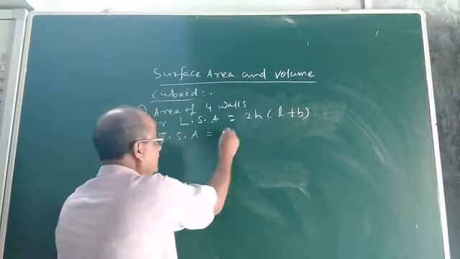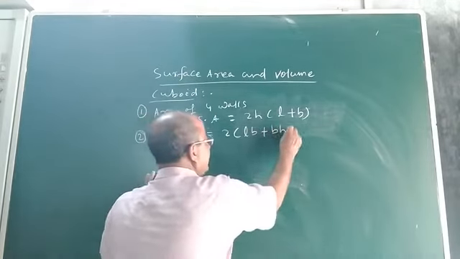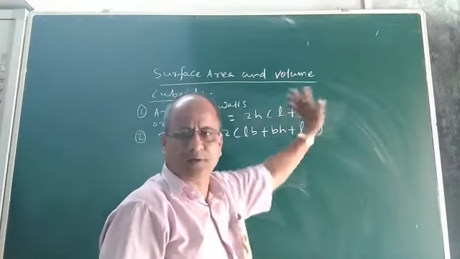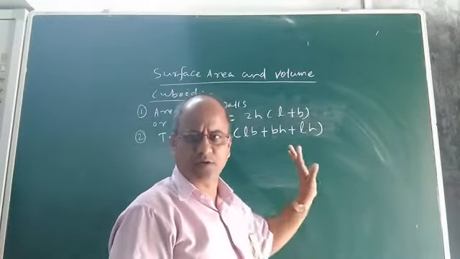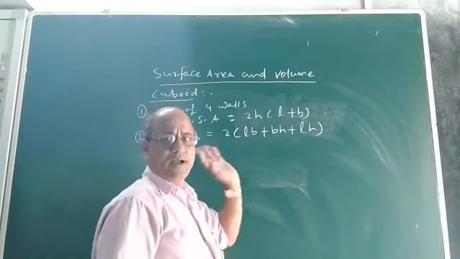Then what will be the total surface area? You also know it is 2 into (LB plus BH plus LH). You know how to draw the figure of a cuboid, so I am not drawing it. You will do it yourself. So this is the formula to find the total surface area.